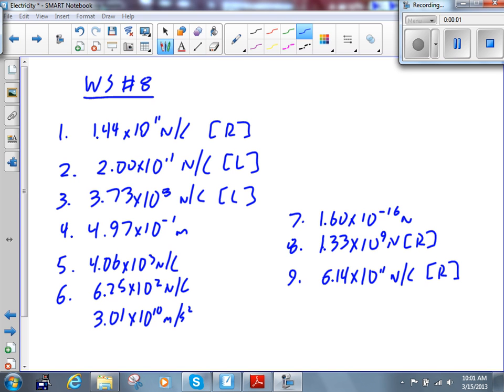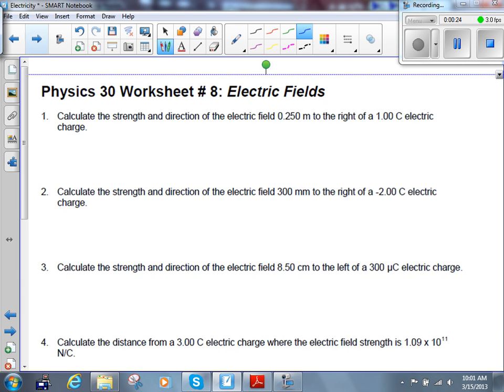Got the answers for the homework last night, worksheet number 8 up on the board. Any questions with 1 to 8, 1 to 9 on worksheet number 8? 8 and 9? Any others? Carrie? 6? 6, 8, 9, going once, going twice. All right, let's take a look at number 6.